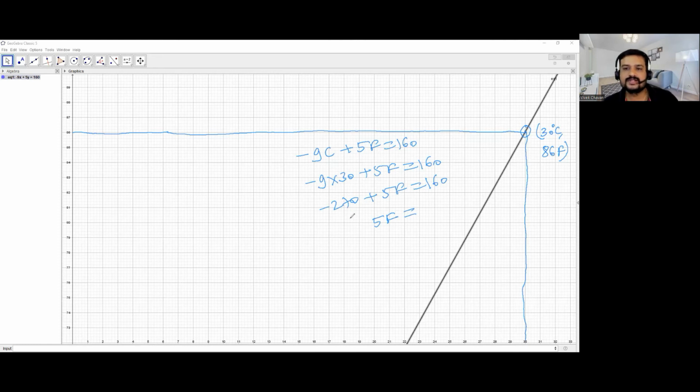Minus 270, after going to the other side, will become plus. So how much does it come? 160 plus 270, it will come 430. So f will come what? 86. Like this also you can get the answer. Okay, and from the graph also it should come. Is it clear to you?